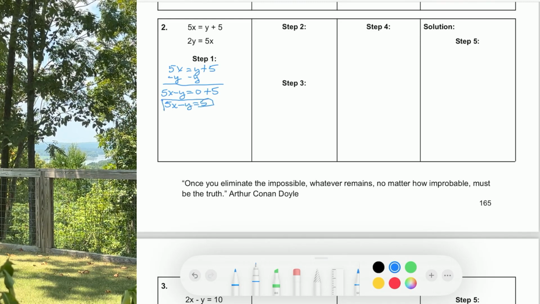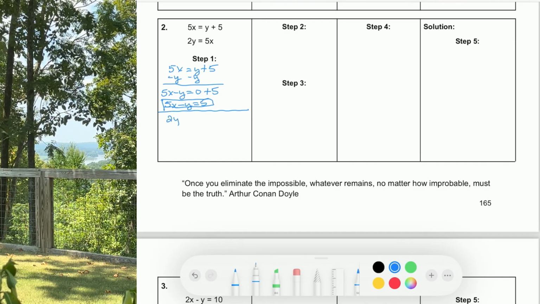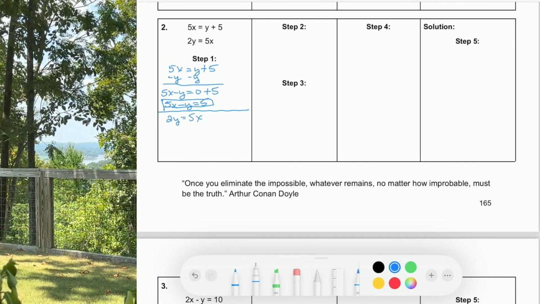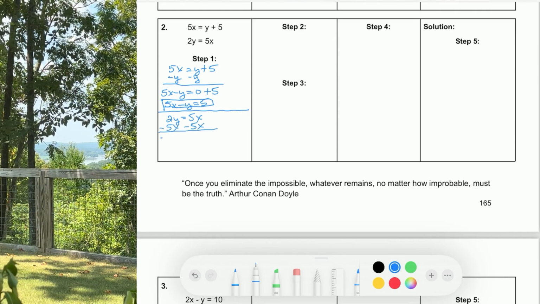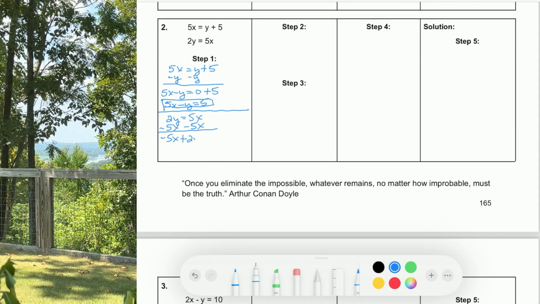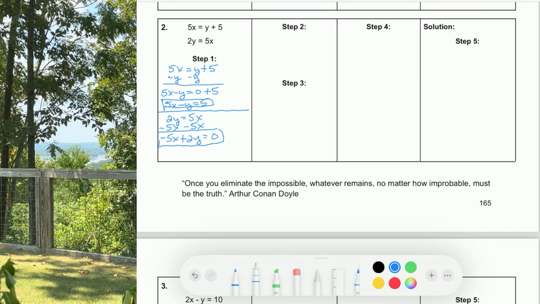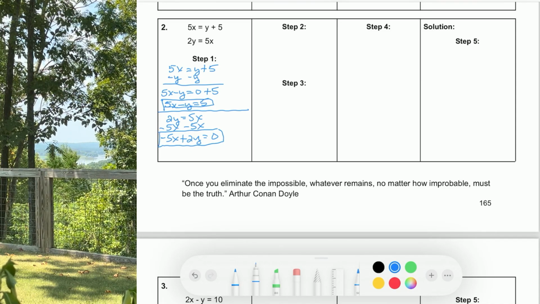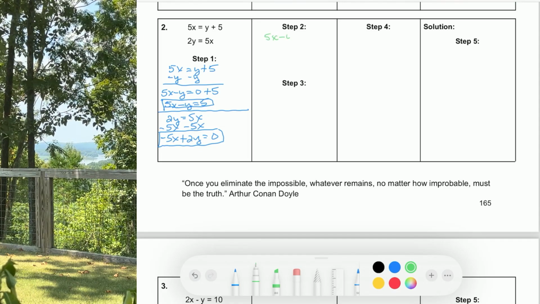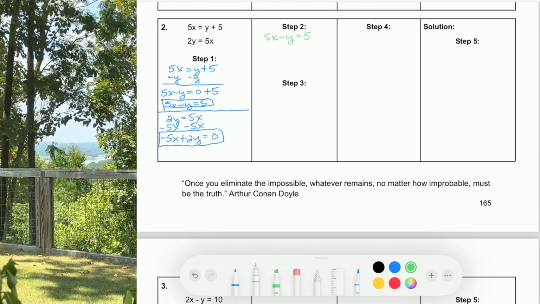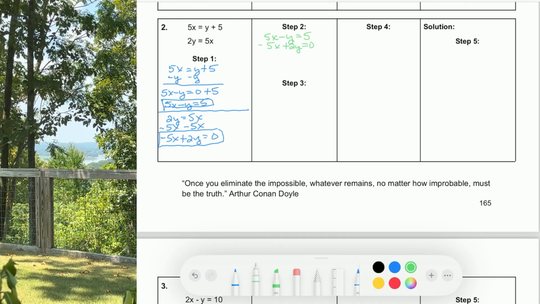This is what we will use when we get to step 2. Now we need to do the other equation. 2y equals 5x. I'm going to subtract 5x from both sides. I get negative 5x plus 2y equals 0. This is the equation that we're going to use for the second one. So now let's start step 2. I have 5x minus y equals 5. I also have negative 5x plus 2y equals 0.